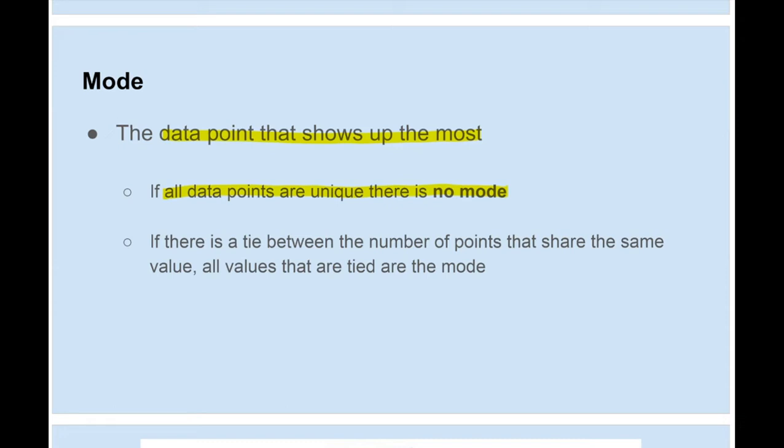If there is a tie between the number of points that share the same value, then all values that are tied are considered the mode. So you are allowed to have multiple modes. But if every value occurs the same amount of times, then there would be no mode.